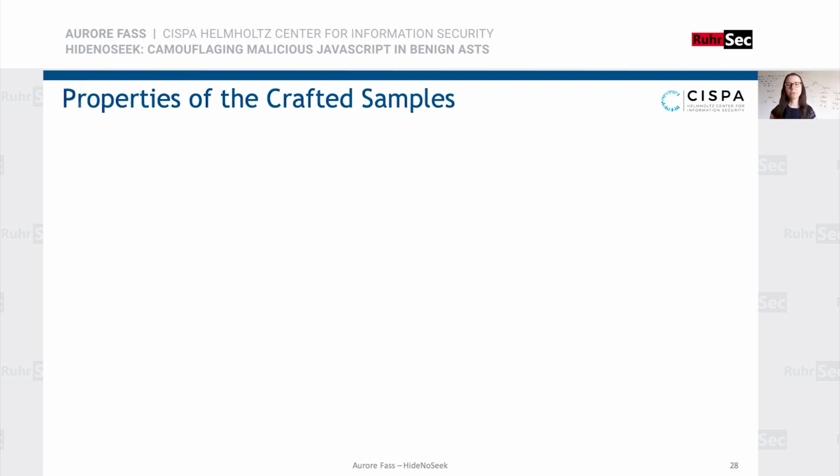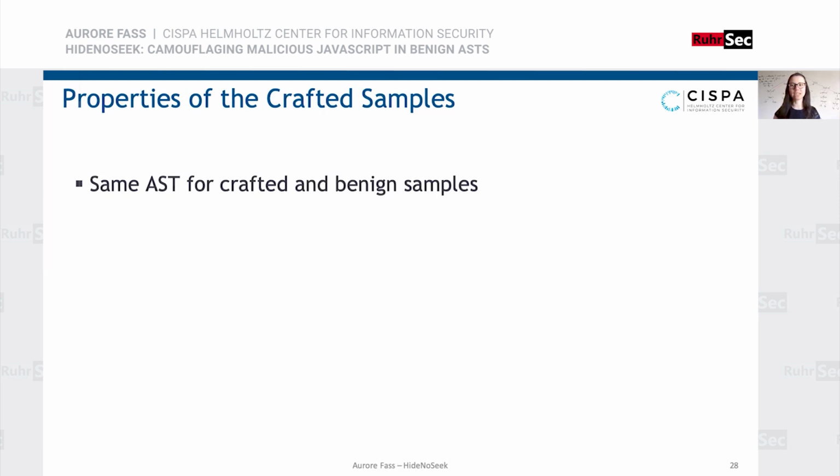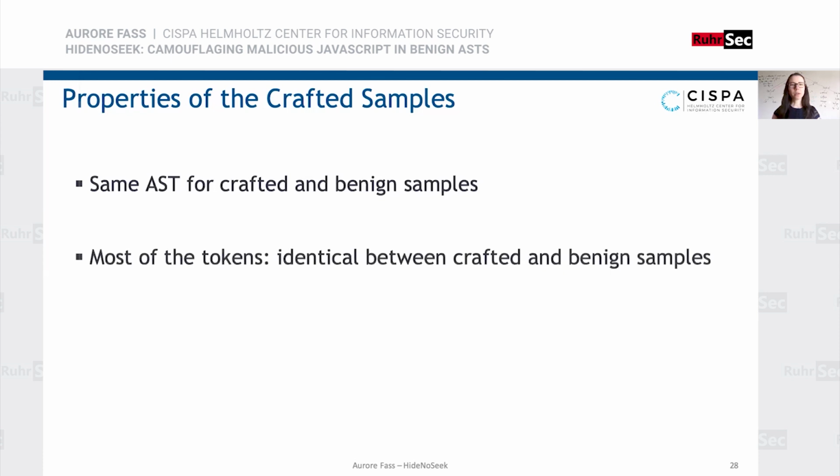So let's go back to our crafted samples. What do they look like? Well, by construction, of course, they have exactly the same AST as the original benign input, meaning that a detector working directly at the AST level would be foiled by our attack. We'll come back to that in a few minutes. Second, most of the tokens are common between the benign and the crafted scripts.